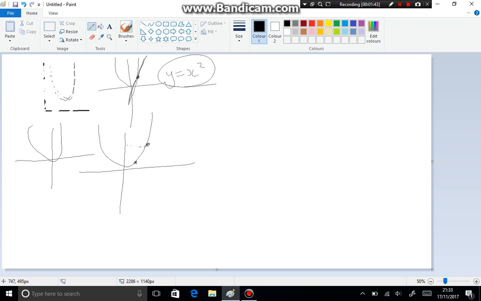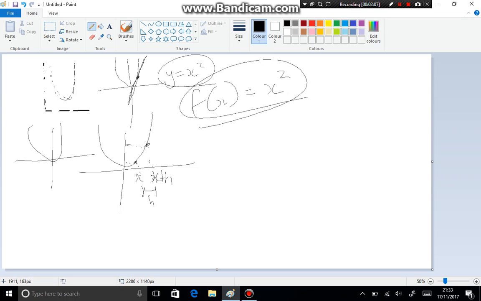So let's assume that this point is h. Okay, and imagine this point is x. Sorry, not h, x plus h. Imagine the distance between this point and this point is h. Imagine in our formula, so f of x is equal to x squared, right? Okay, so that's our notation, function notation. And so this would be f of x plus h, and this would be f of x.